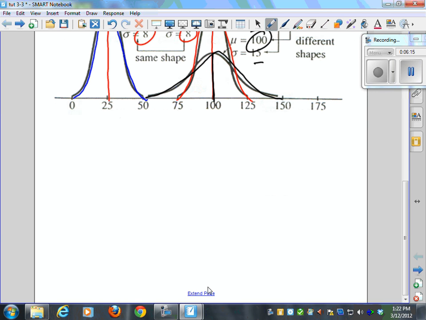Properties of a normal distribution. Every normal distribution has a mean and standard deviation. Well, that's pretty straightforward. All normal distributions have a mean and a standard deviation.